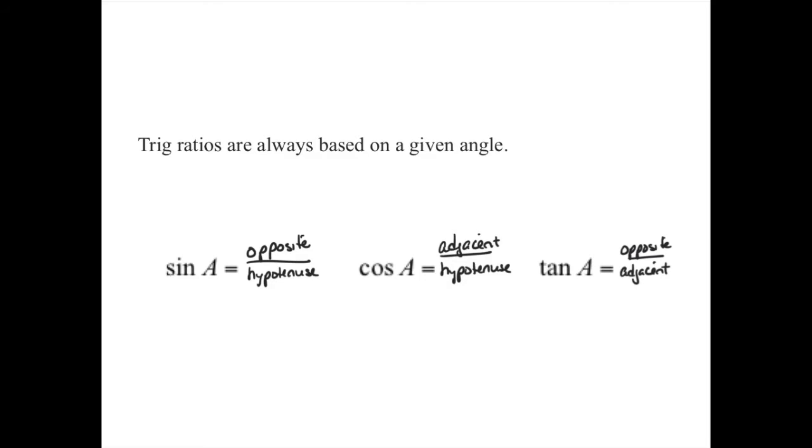Trigonometric ratios are always given based on a given angle. Sine is opposite side over the hypotenuse. Cosine of an angle is the adjacent side over the hypotenuse, and tangent of an angle is the opposite side over the adjacent. Now to remember this, many mathematicians use this saying, chief SOHCAHTOA. Chief is just to remember it, but we have sine is opposite over hypotenuse, cosine is adjacent over hypotenuse, and tangent is opposite over adjacent.